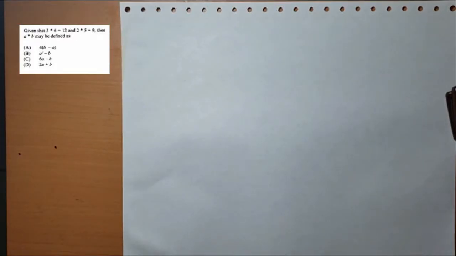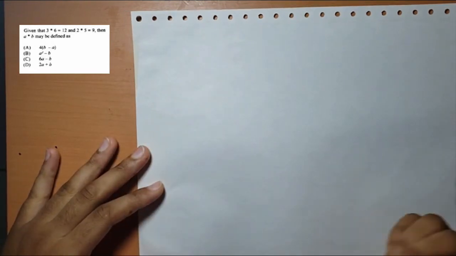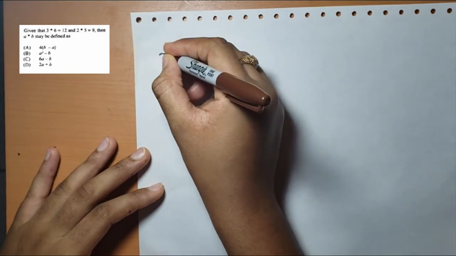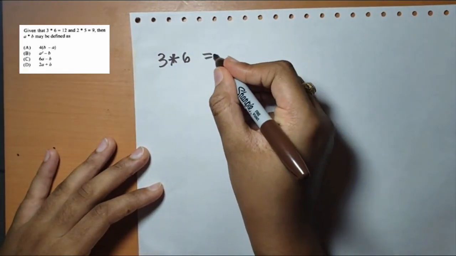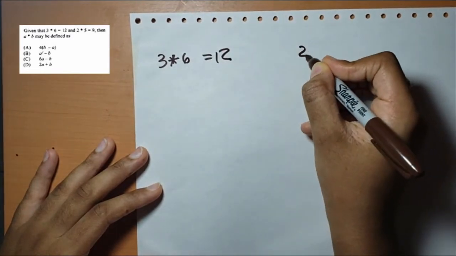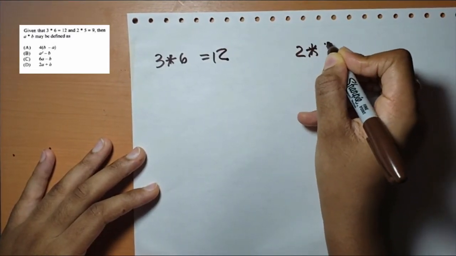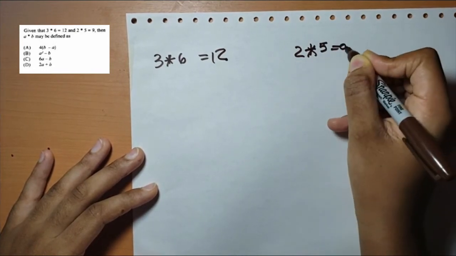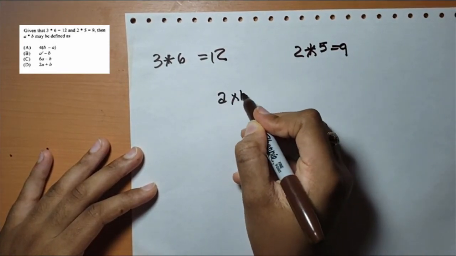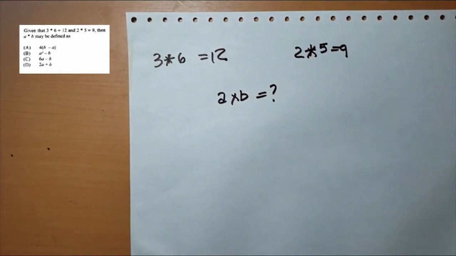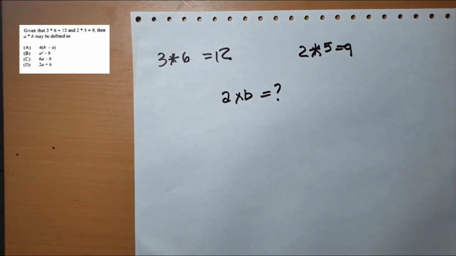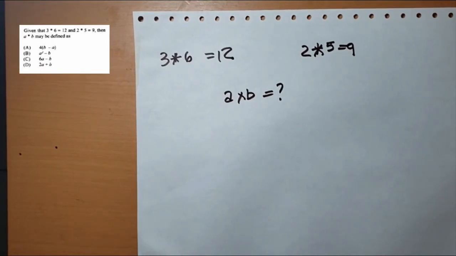Okay, so number 24, the final question for this video, is: given that 3 star 6 is equal to 12 and 2 star 5 is equal to 9, A star B would be equal to... Okay, so basically now we need to find out the operation that is taking place.